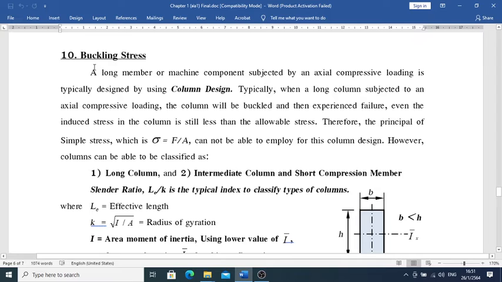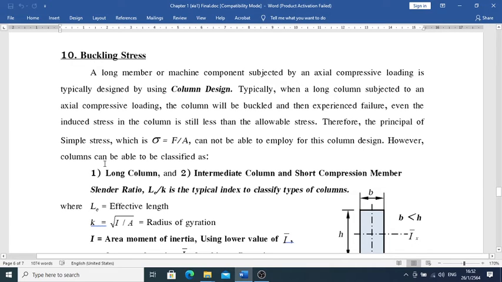Buckling stress means a long member of a machine component subject to an axial compressive loading is typically designed by using column design. Typically, when a long column is subject to an axial compressive loading, the column will be buckled and then experience failure, even if the induced stress in the column is still less than the allowable stress. Therefore, the principle of the simple stress, which is sigma equal to F over A, cannot be employed for this column design anymore.